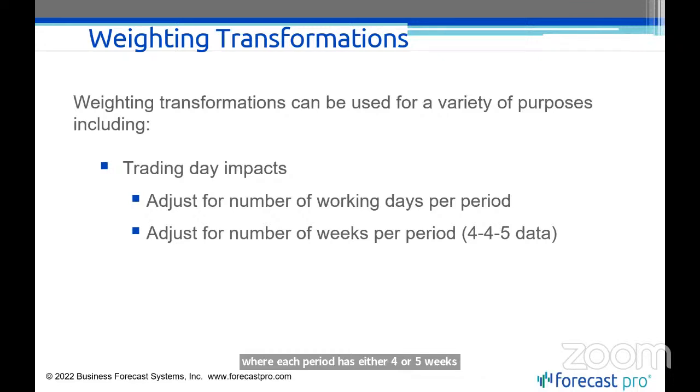And perhaps we need to reset the factory once a week, and that's why we elected to do this. But if you're using a 4-4-5 calendar and the periods from year to year vary as to whether they have 4 or 5, this is an example of a trading day impact that you need to address. Unlike the number of working days, this one is big. There's typically a lot more demand, obviously, in a 5-week period than there is in a 4-week period. So it's important to get it right.